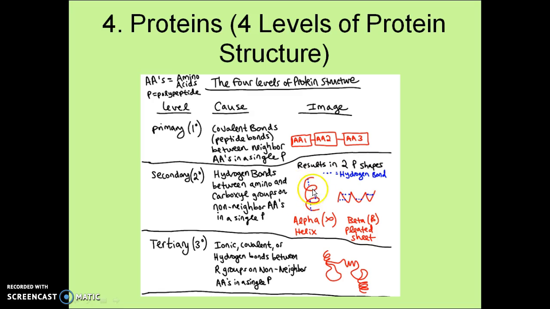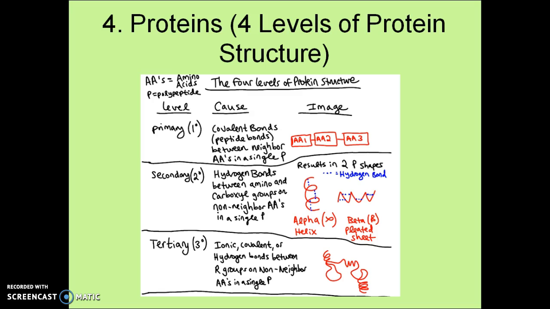and you can see the little hydrogen bonds that are forming, or it might also result in a beta pleated sheet, which looks like if you were to fold a piece of paper back and forth, and then it looks like an accordion when you open it again.